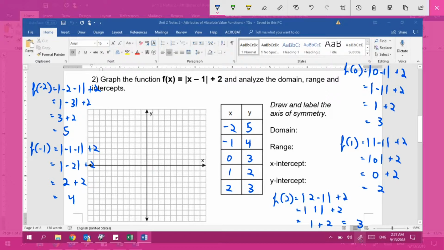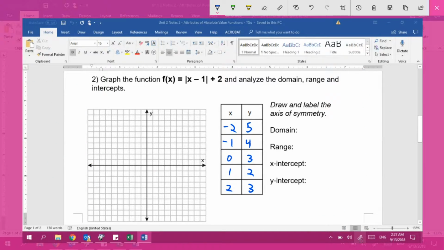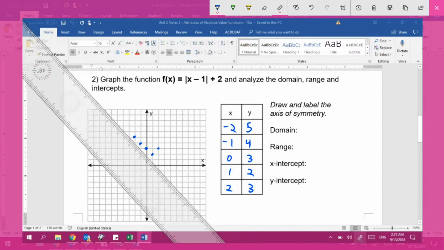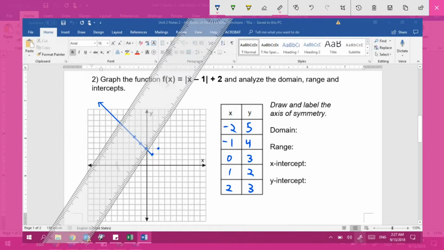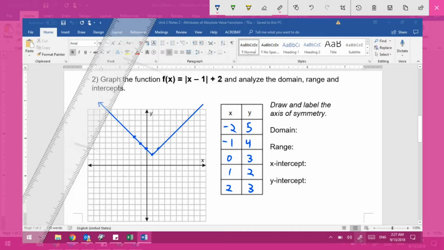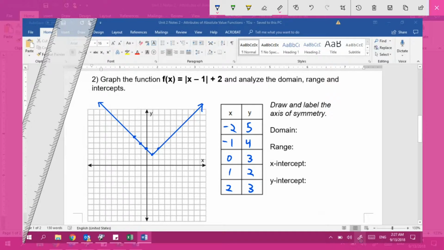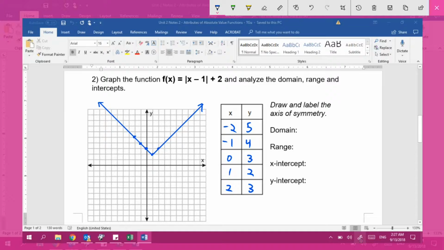Alright, so let's graph these points then. We've got negative 2, positive 5. We've got negative 1, positive 4. We've got 0, 3, 1, 2, and 2, 3. Okay, so remember we know that our graph looks like a V, so let's connect the points and we can see that there's one part of it, and then the other is going to be like this, there it is. Okay, so let's go ahead and draw and label the axis of symmetry.